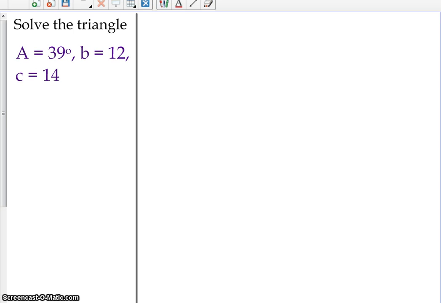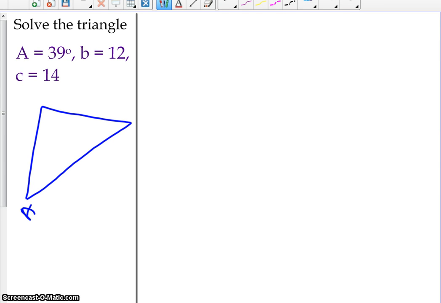All right. Now we have a problem where we have to draw our own triangle. For the test, you're going to have to draw your own triangle quite a bit, and this is pretty common. You just need to mark an A, B, and C. Don't worry about it being to scale. Don't worry that my A doesn't look like 39 degrees, my C doesn't look like 14 units long, and my B doesn't look like 12 units long. Don't worry about that at all. It doesn't matter if it's drawn to scale.